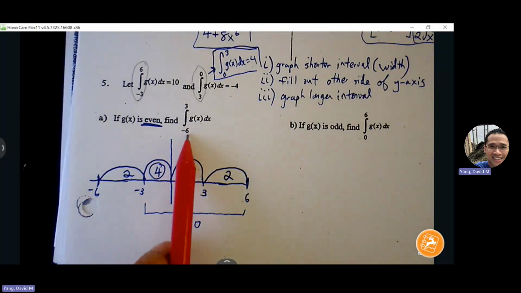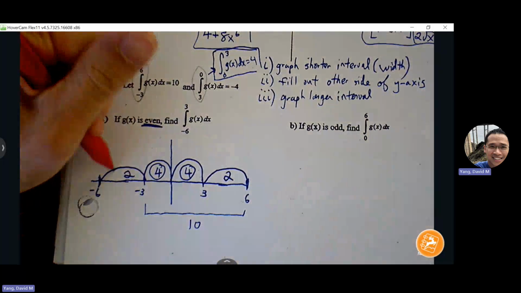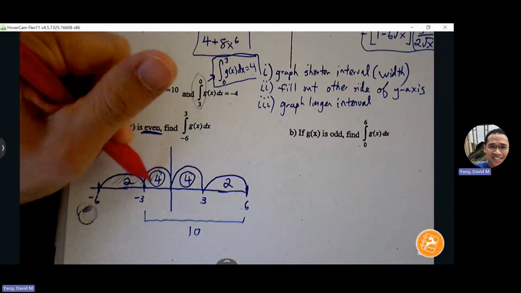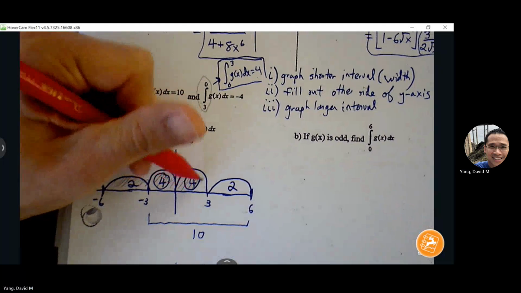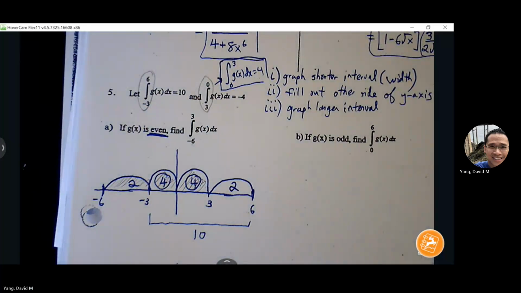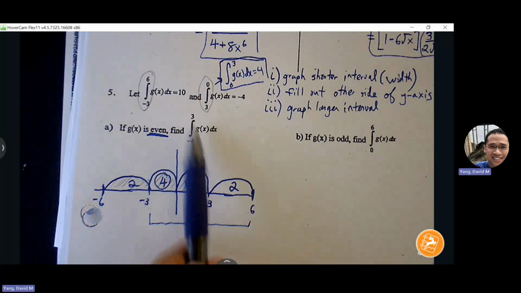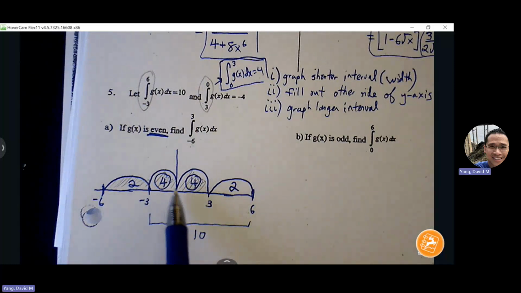Okay, so now we can figure out what the problem is asking for. It's asking from -6 to 3. So now shade in the parts that you want to add together. You have to never go from -6 to 3. G of x equals what?